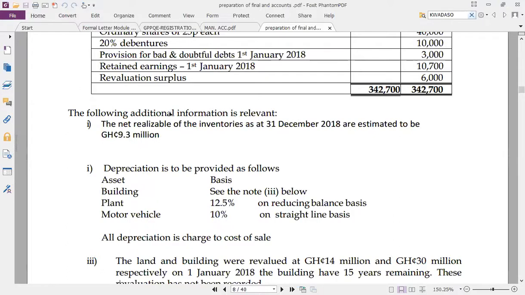Now, if the NRV happens to be the lower one or the right figure, then you perform some adjustment or write down. So you find the difference and add it to your cost of sales. And then you treat the closing inventory: you record the NRV or the lower value in your current assets inventory figure. Good.